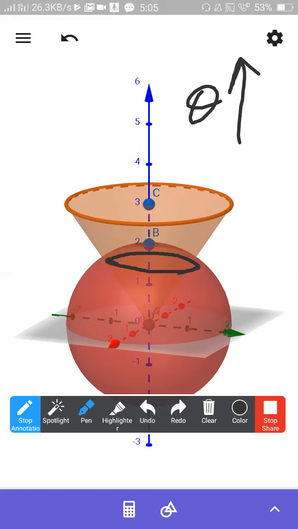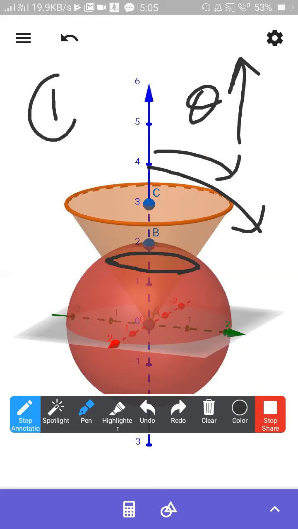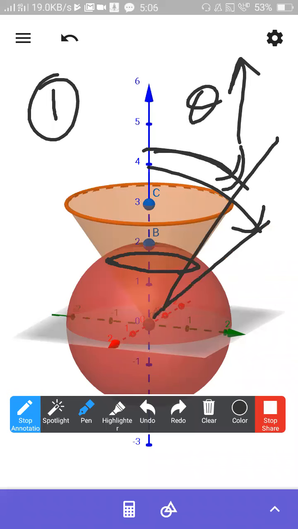Now, this is my theta. I am above the base plane, not below it. Once I increase theta, what is theta? You draw the line like this and measure the angle; that is theta. If I increase theta, what will happen? It goes like this. So once I increase theta, my circle also will increase.